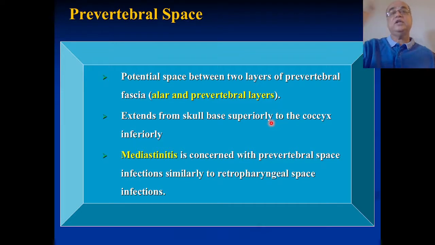While the retropharyngeal space is there only up to the bifurcation of the trachea. Retropharyngeal space also starts from the skull base, but it goes into the mediastinum up to the bifurcation of the trachea, while the prevertebral space is longer and runs along the whole length of the vertebral column because it is prevertebral, in front of the vertebra. So it starts from the skull base and goes up to the coccyx. It can lead to mediastinitis and infections similar to retropharyngeal space infections.